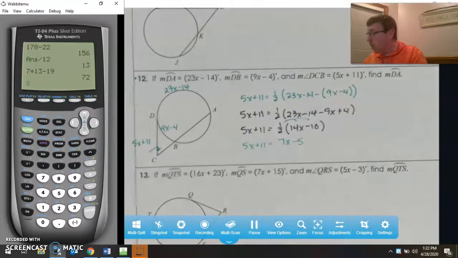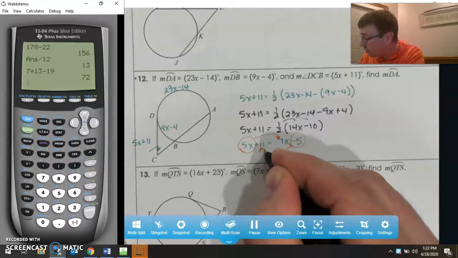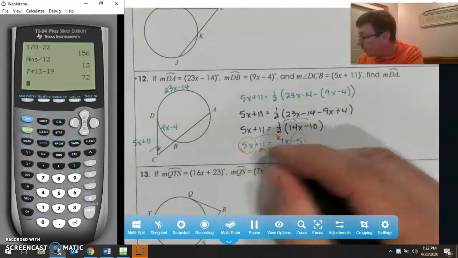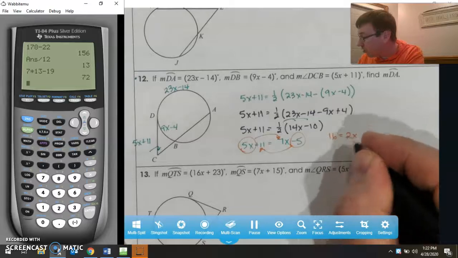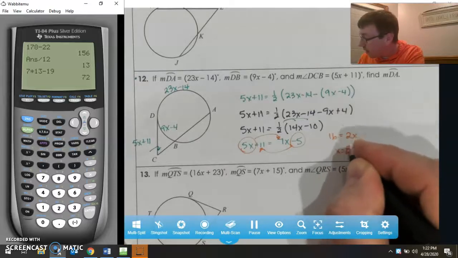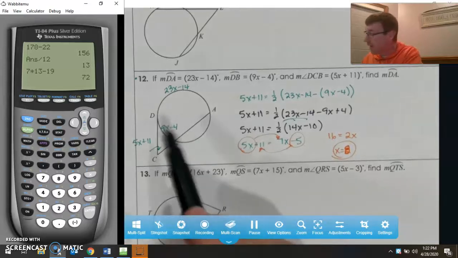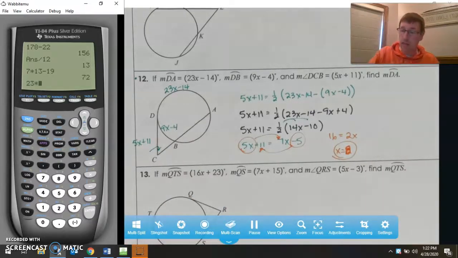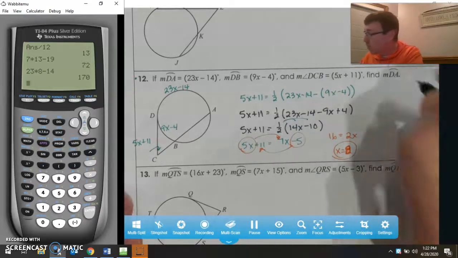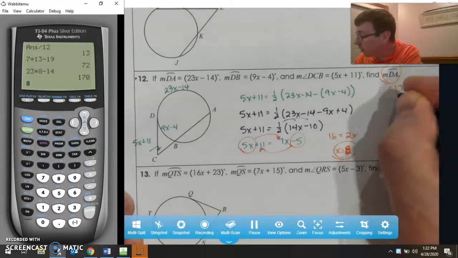Now there are more x's on the right side, so I'm going to move this over here. I'm going to move this 5 over here. So 11 plus 5 is 16. 7x minus 5x is 2x. Divide that by 2. X will be 8. Now if x is 8, dA, I'm going to take 23 times 8 minus 14. The measure of arc dA will equal 170 degrees.